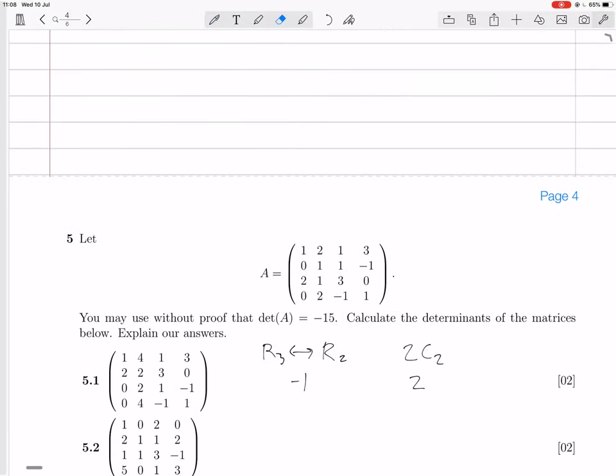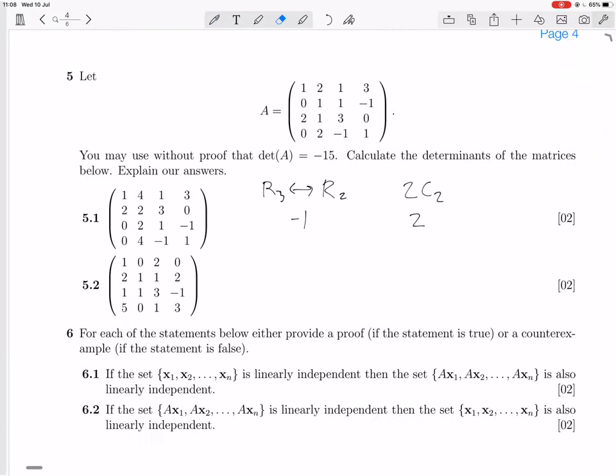5.2. So we have column 1 of A is 1, 0, 2, 0. Here we have 1, no. Column 1 of A is the same as this row 1, so maybe there's a transpose going on. That won't change the determinant, so we transpose. Column 2 of A is 2, 1, 1, 2. What do we have here? 2, 1, 1, 2. Yes, good. 1, 1, 3, minus 1. Yes. 3, minus 1, 0, 1. But no, that's not right.